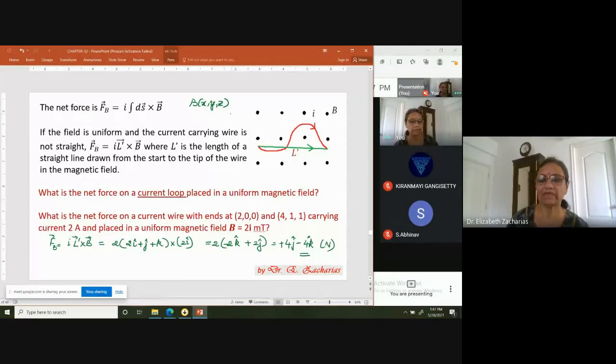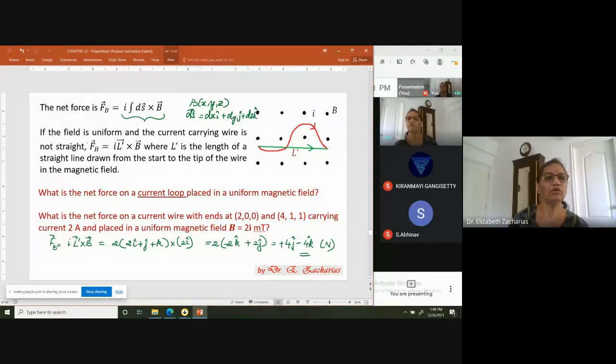Then you cannot pull B out of this integral. ds vector can be written as dx i cap plus dy j cap plus dz k cap. I'm writing the most general case. Then you can do a cross product and find the integration. But that's the toughest thing I have discussed. Most often you don't have to do all that. The magnetic field will be uniform.